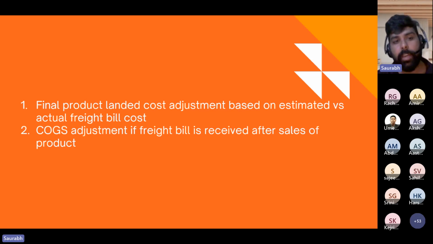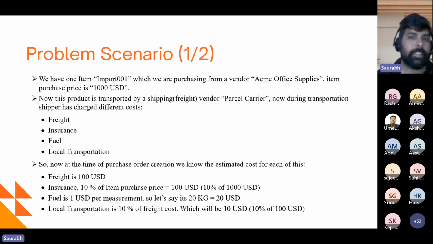And since I have already sold that, how is my cost of goods sold going to be impacted, right? So how are the adjustments going to be posted, and what is the accounting we are going to have for that, right? So this is the problem statement we will talk about. And this we can understand with this one example. So let's say we have one product, right? I have just created one product, let's say import 001, right? And we are purchasing that product from a supplier, right?